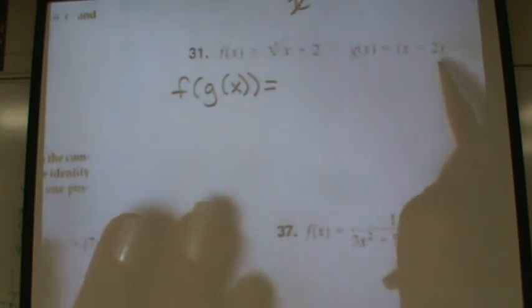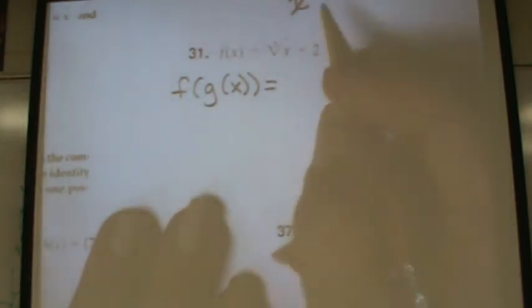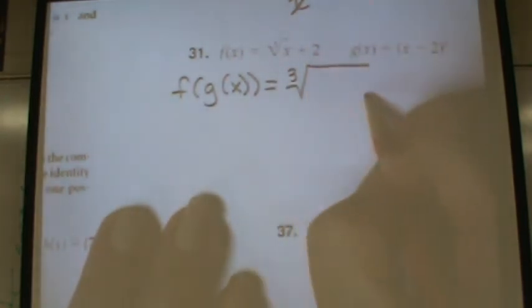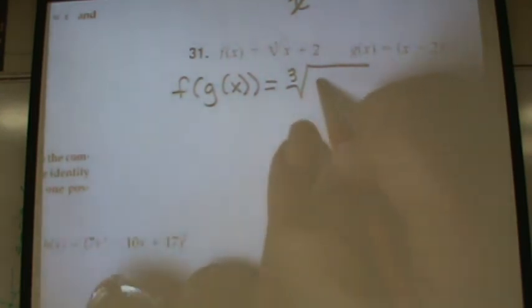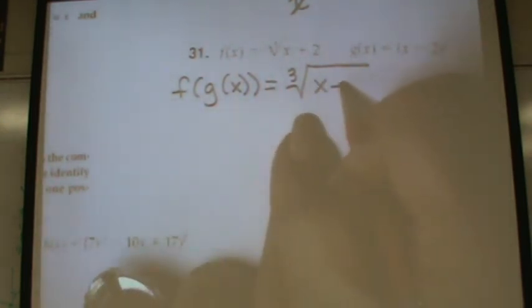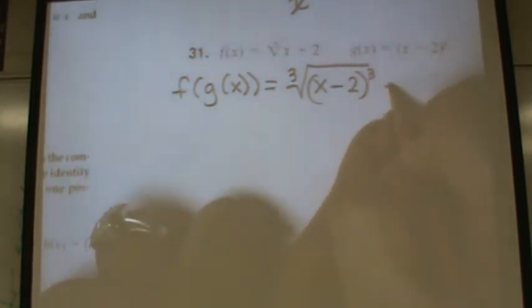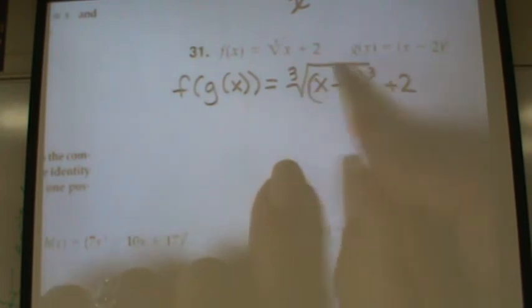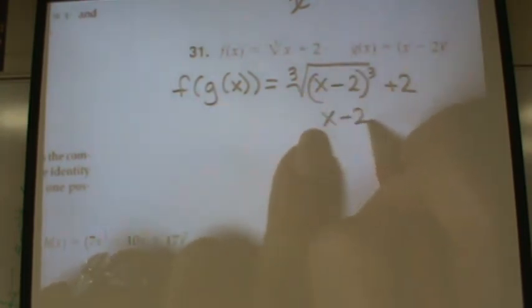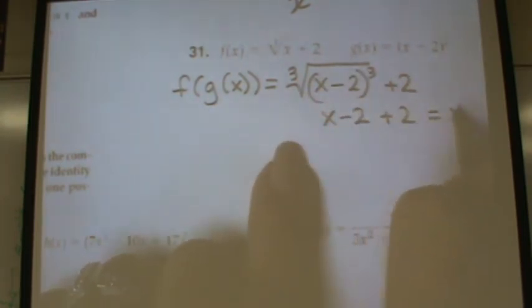Same with 31. You're going to do f of g of x and g of f of x. So if you were to plug this in here, you have the cube root of x minus 2 cubed plus 2. Well, you have the cube root of 3 of these, so you end up with x minus 2 plus 2, which is just x.